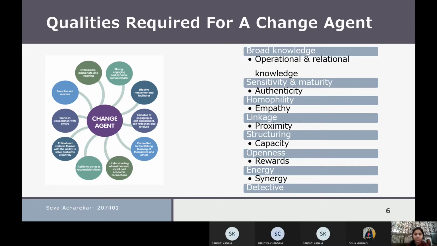Linkage and proximity. It is important to develop these qualities because it helps in collaborating with others. Structuring: a change agent should plan all the activities beforehand. Capacity: a change agent should have the capacity to provide resources to all departments of an organization. Some other qualities of a change agent are openness, reward, energy, synergy, and detective.